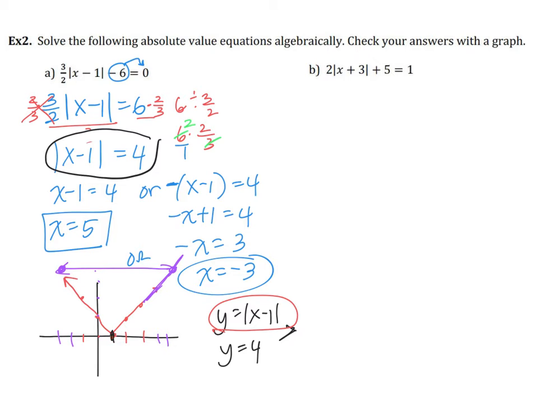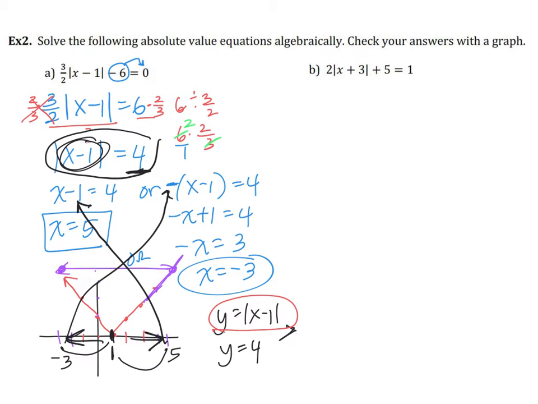You could also say to yourself, oh, this is the number 1. I shifted to the right one. Now I want a distance of 4 units away. Well, 4 units away is going to take us to 5, or 4 units away is going to take us to negative 3. I went in the positive direction, which was this right here, or I went in the negative direction, which is why I got negative 3.